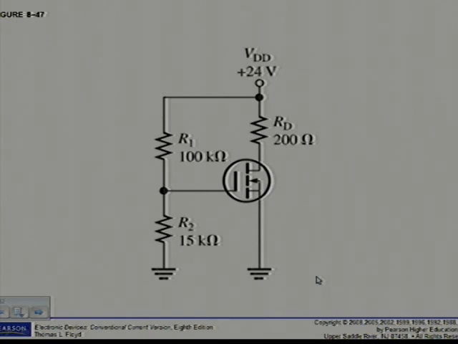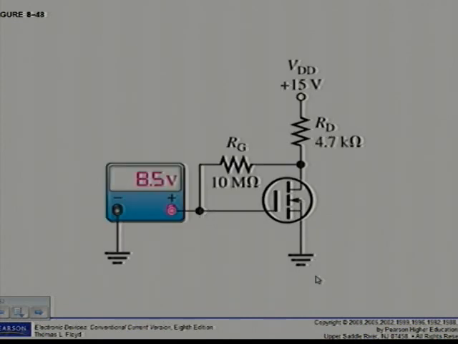Right, example 8.19. Determine the amount of drain current in figure 8.48. The MOSFET has a VGS threshold of 3 volts. Now if I look at figure 8.48, I can see that the meter indicates that VGS is equal to 8.5 volts. Since this is the drain feedback configuration, VDS is equal to VGS, if you recall, because there's negligible current flowing. So I can just calculate ID, which is VDD minus VDS over RD, and it gives me an answer of 1.38 milliamps, straightforward.